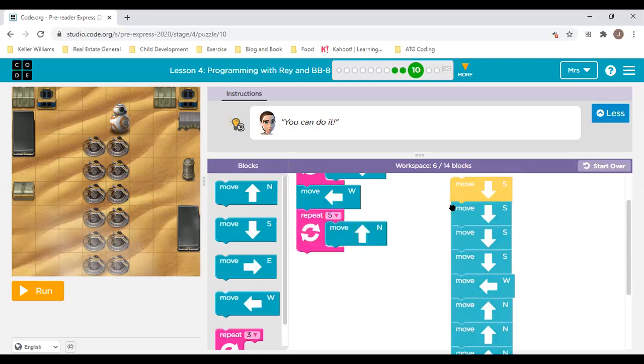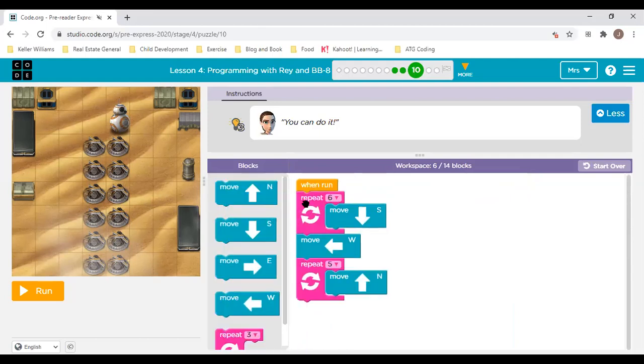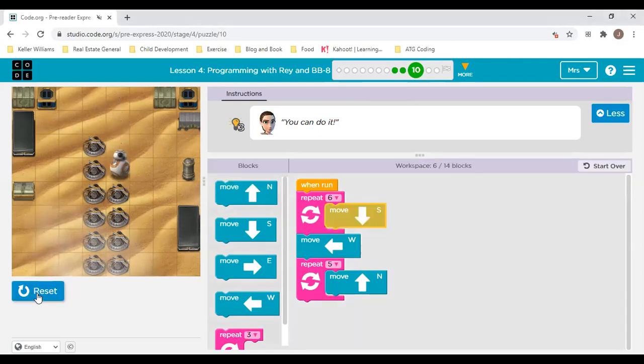So let's throw the long one away. The long one was right, but now let's see how many blocks are used. Only 6: 1, 2, 3, 4, 5, and the when run also counts as a block. So it's only 6 blocks. Do you see how much less blocks we use this time? Very well done. Thank you so much, Hlami. Let's run it and see if it's working with the repeat blocks. There we go. We did it, you guys.